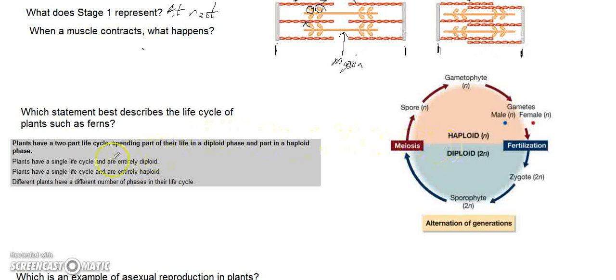So your other options: plants have a single life cycle and are entirely diploid. That is not the case. Remember, it's split between haploid and diploid. Plants have a single life cycle that's all haploid. Nope, we just talked about that. And then plants have a different number of phases in their life cycle. Generally, for our purposes, remember, we're learning that they spend part of their life in diploid and part of their life in haploid.